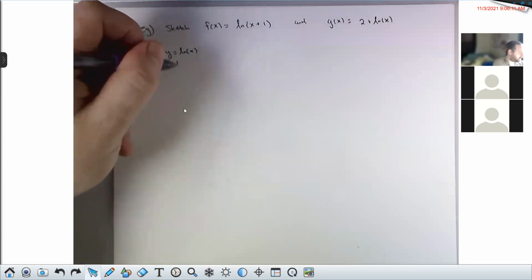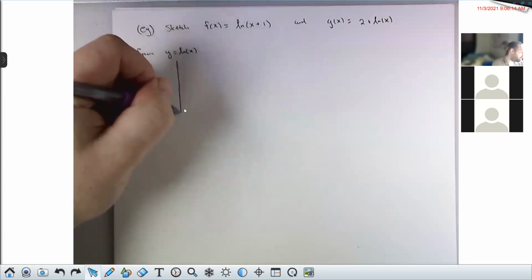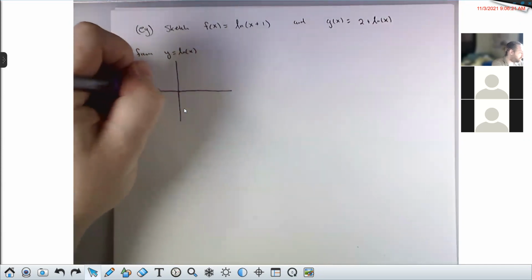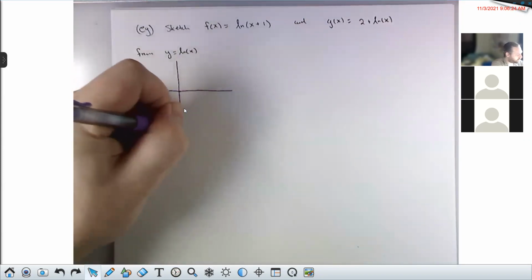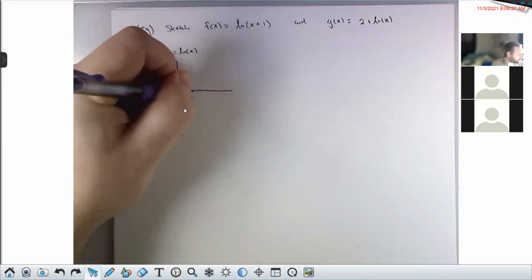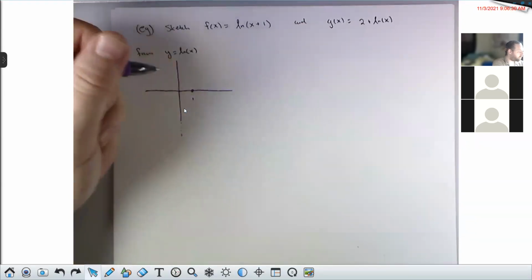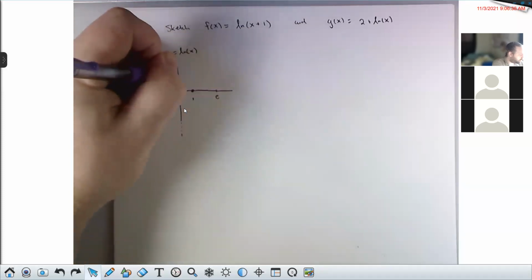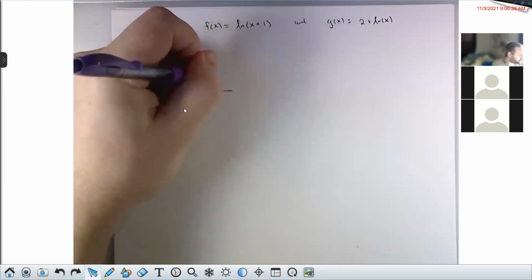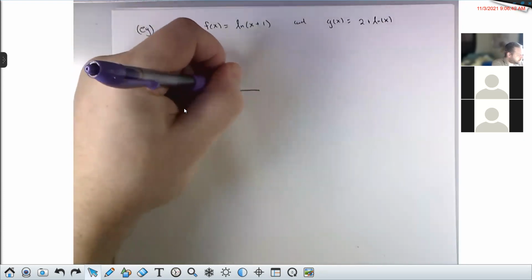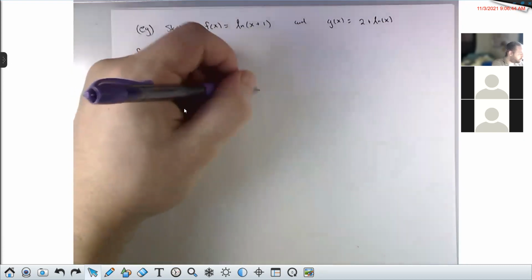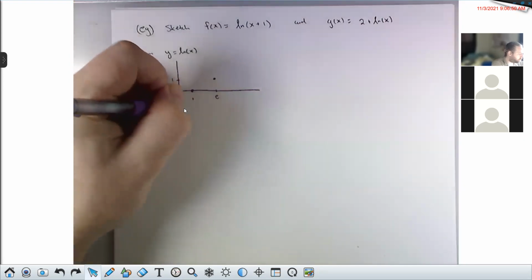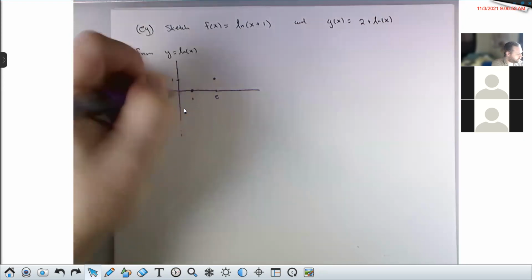Ln x is the base e logarithm. It looks a lot like the base 2 logarithm, in the same way that the base e exponential looks a lot like the base 2 exponential. We go through the point 1, 0, and we go through the point e, 1. The next nice point, if you wanted, would be e squared, 2, but that's way up there. Other points on here would be 1 over e, -1.